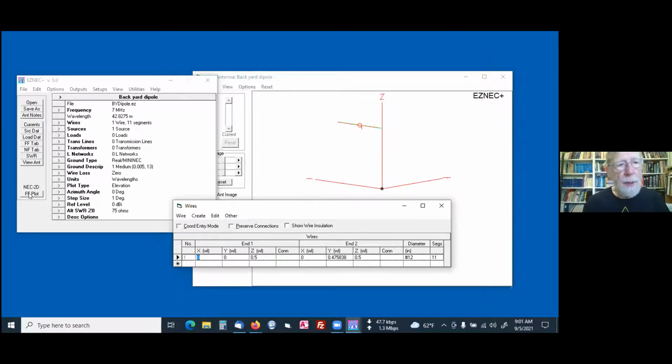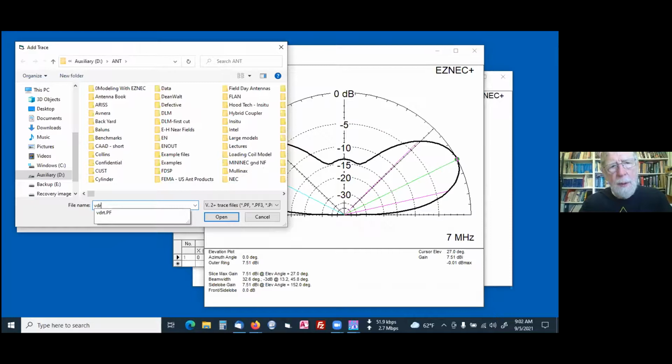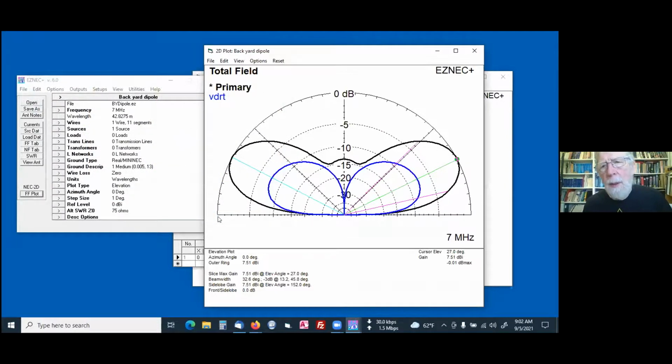Okay, now let's run the plot. And now we have a takeoff angle of 27 degrees, which is pretty close to what the vertical was. And we'll add the vertical trace again. Now, which antenna are you going to put up in your backyard? If you can get it up a half wavelength, you get the dipole.